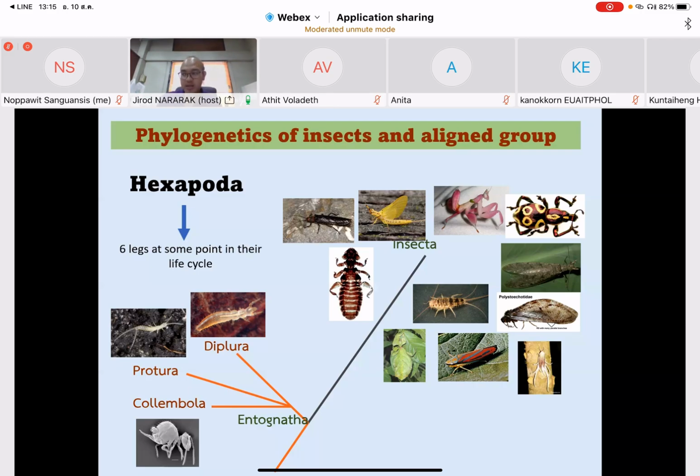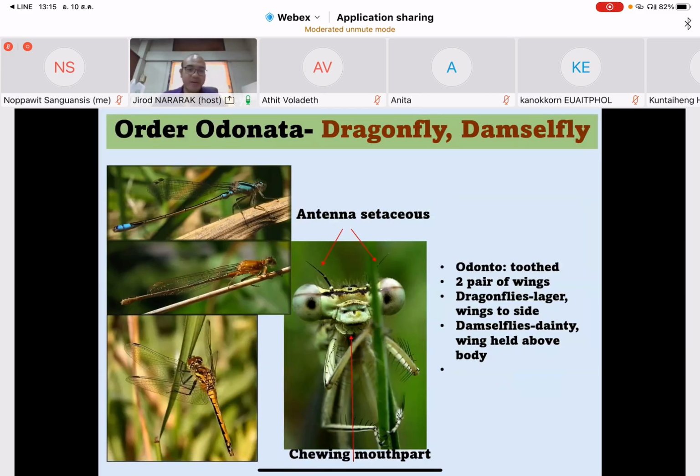There are many interesting insects. So let's go to the first order. The first order is called Odonata. The common names are dragonflies and damselflies.